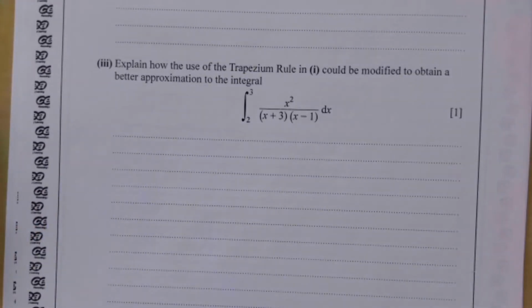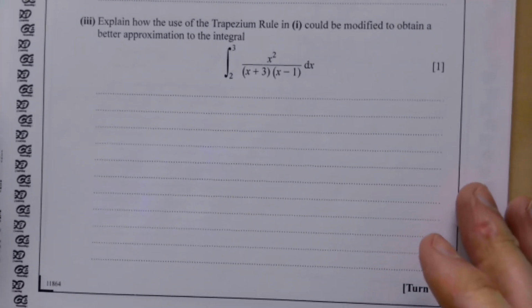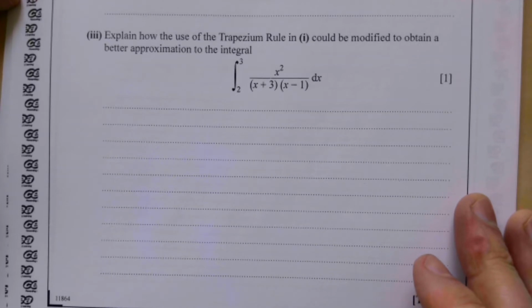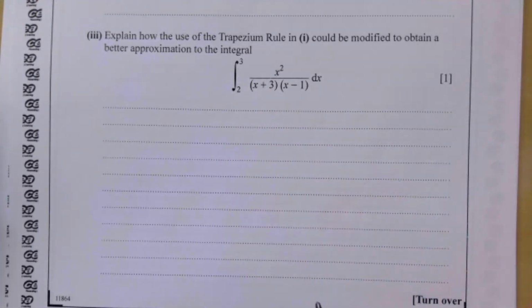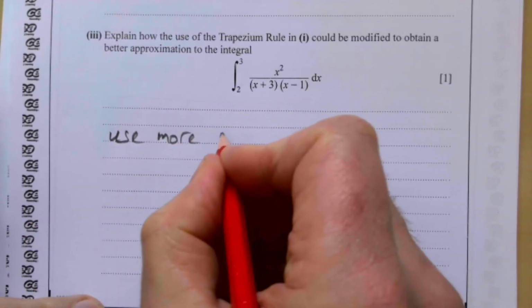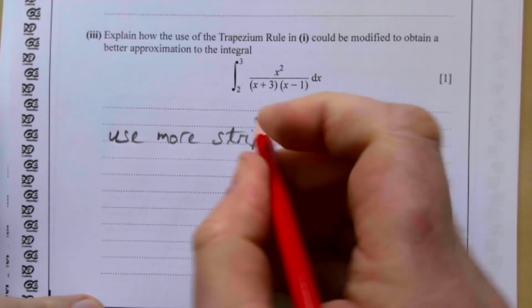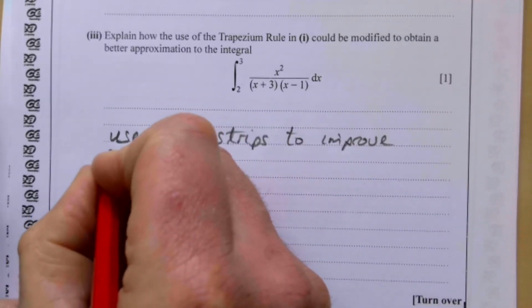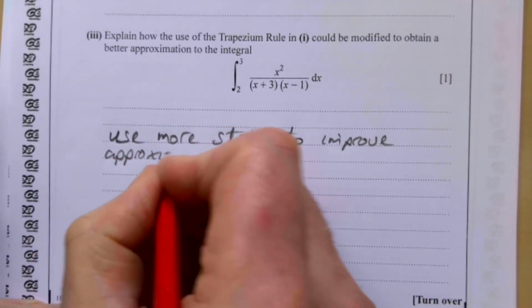Part 3. Explain how the use of the trapezium rule in part 1 could be modified to obtain a better approximation to the integral. Obviously we got 0.766, which was not right for the trapezium rule, and 0.763 is the more accurate one. And of course, because we used 2 strips, the answer would be to use more strips to improve the approximation.